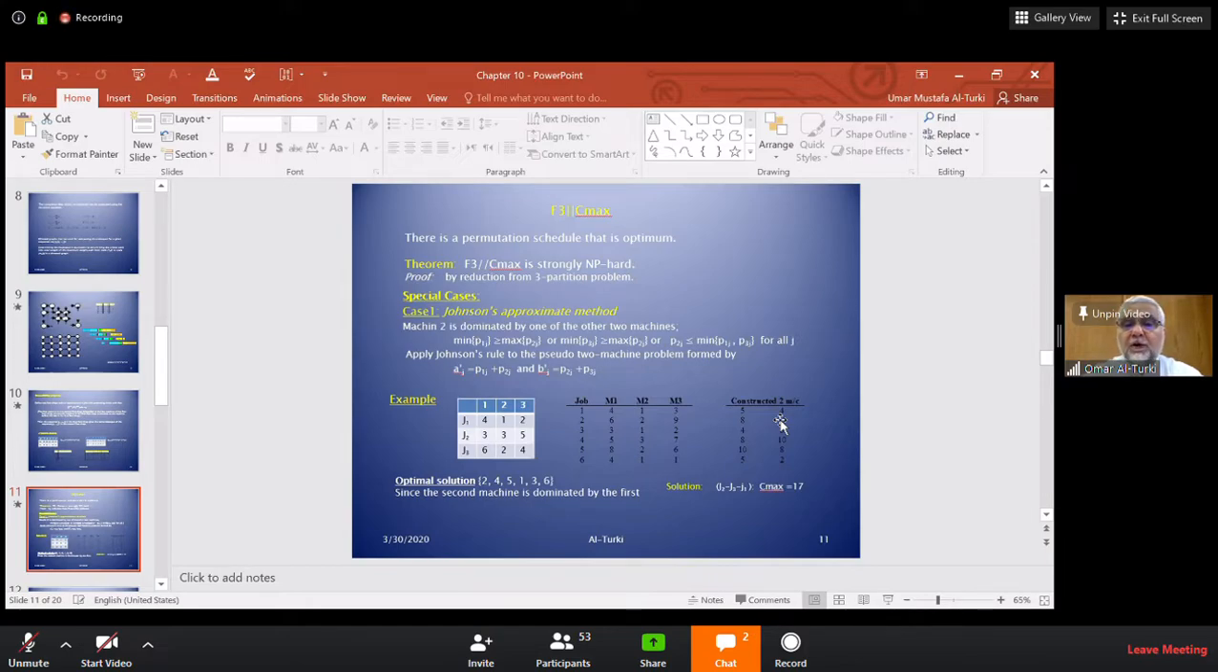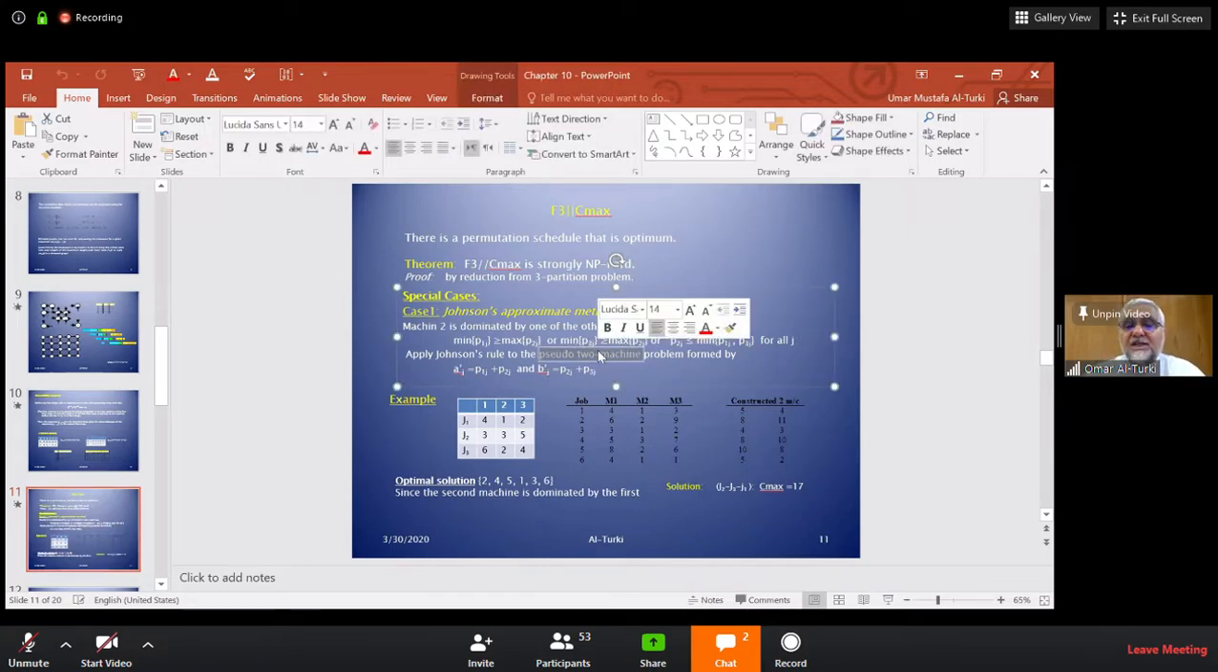The 2-machine problem that we generated from the 3-machine problem, we call a pseudo 2-machine problem. You see here the word. The pseudo 2-machine problem means it's not the original, it's just a fictitious two-machine problem. It's not real. So from the three-machine problem, we generated a pseudo two-machine problem, solved it, found the optimum sequence, and that will be the optimum sequence for the original problem. Is this optimum? Yes, it is an optimum solution.